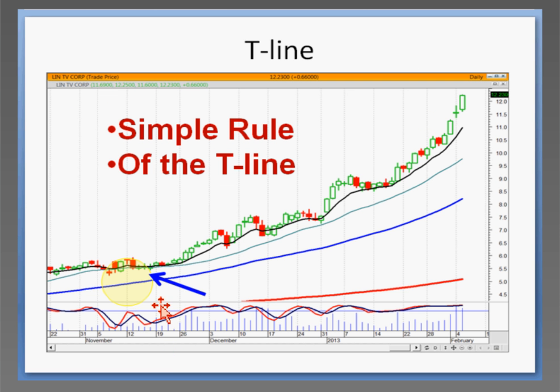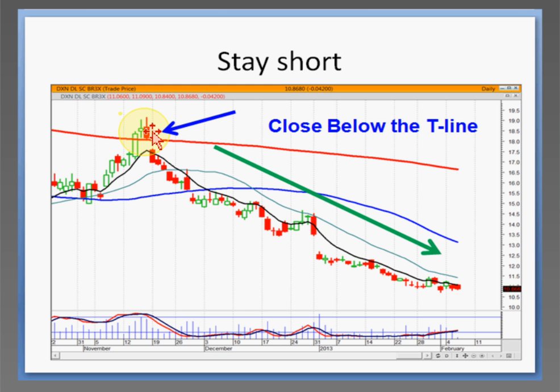has a very simple concept, which boils down to what we call the rule of the T-line: if you see a candlestick buy signal and a close above the T-line, you can stay long until you see a candlestick sell signal and a close back below the T-line. Or conversely, if you see a candlestick sell signal and a close below the T-line, you can stay short until you see a candlestick buy signal and a close back up above the T-line.